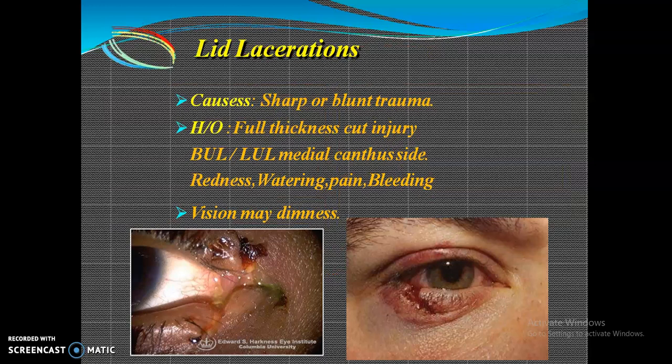Then the lid laceration, the causes are sharp or blunt trauma, then history of full thickness cut injuries, then BUL, LUL, medical, cancers, redness, watery pain, then bleeding and the vision may be dim. So these all things we have to look. The lid laceration you can see in this picture, that is the lid is lacerated in the outer corner of the eye.